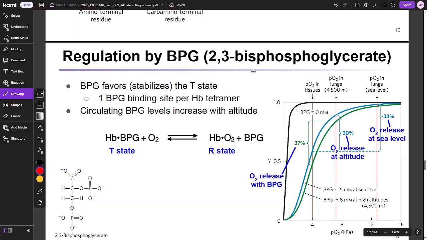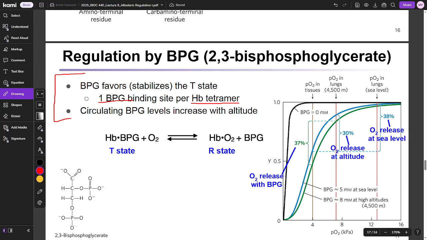The other thing to keep in mind is 2,3-bisphosphoglycerate, which is actually a glycolysis product. This also stabilizes the T state. There's one binding site for BPG per HB tetramer. So that's something to be aware of. So the hemoglobin tetramer has one binding site.